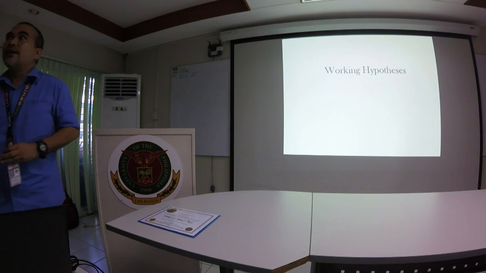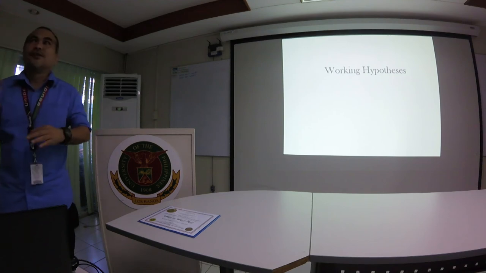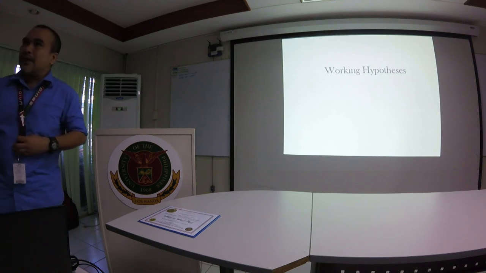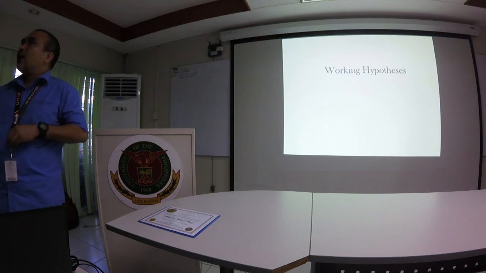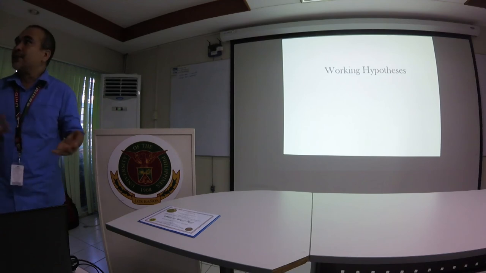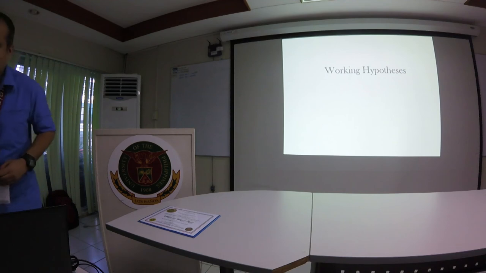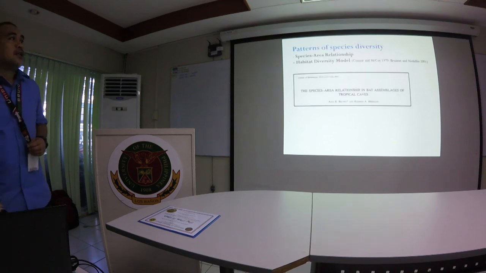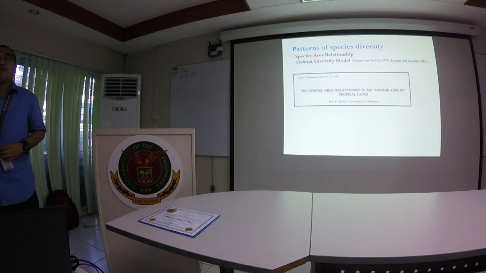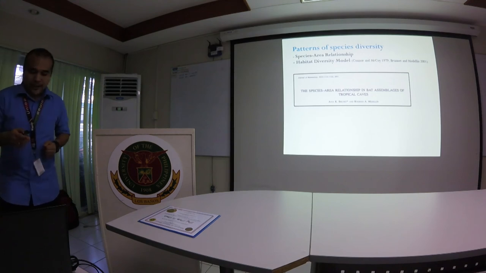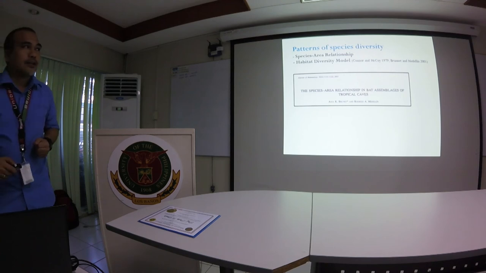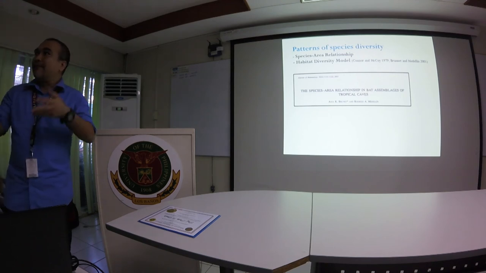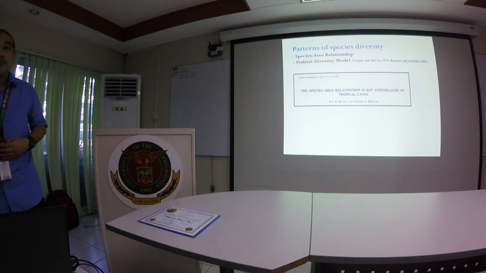Okay, so my working hypothesis. After giving you my literature search, my objectives, my chapters, and the methodologies, what are my working hypotheses? So I'm going to apply for patterns of species diversity. I'll also apply the species-area relationship and the habitat diversity model. The habitat diversity model, like Connor and McCoy, came years after Arthur Wilson proposed the species-area relationship.